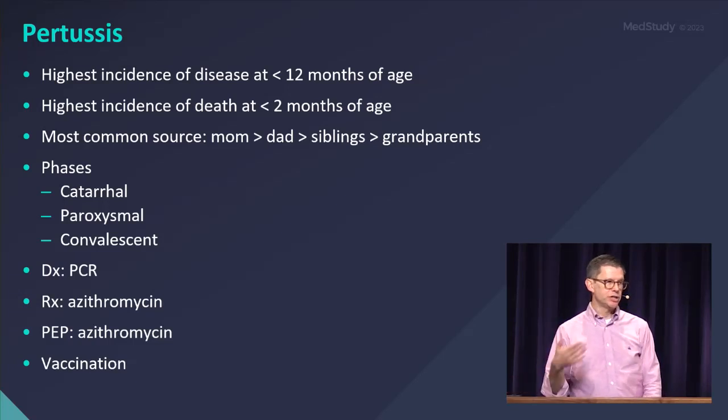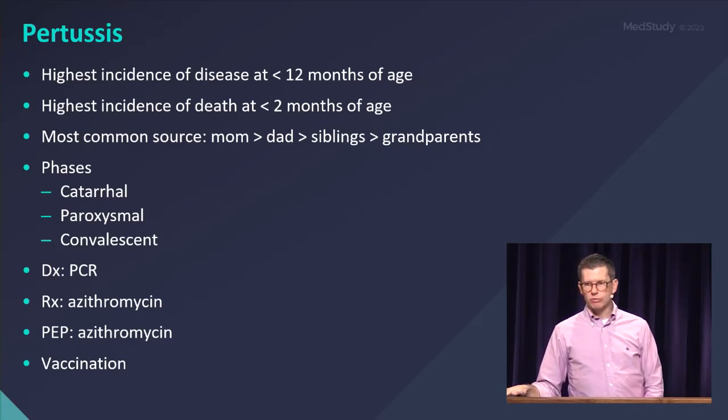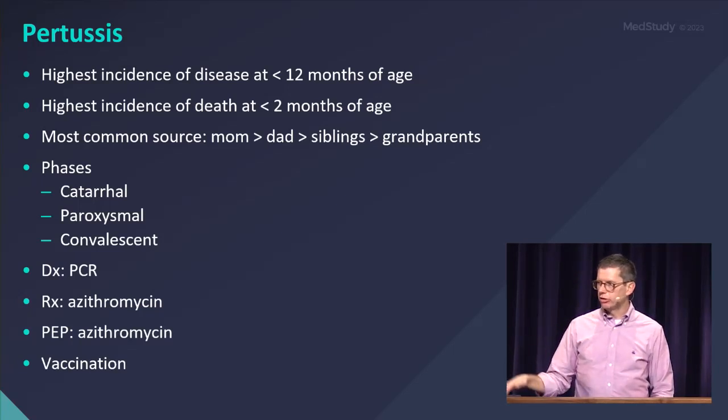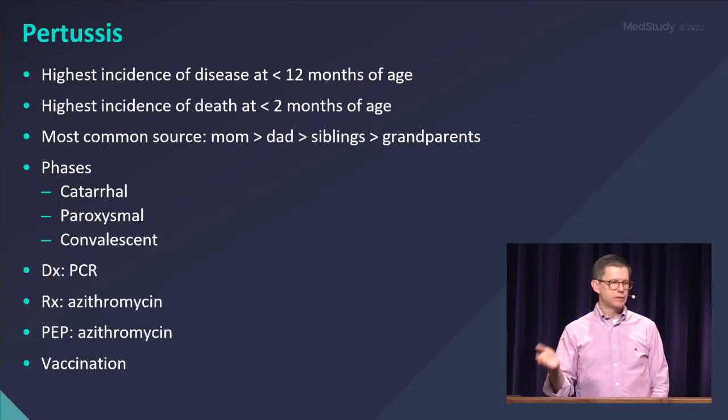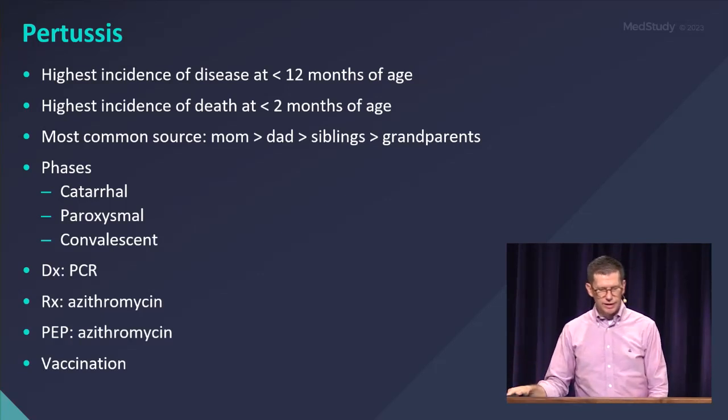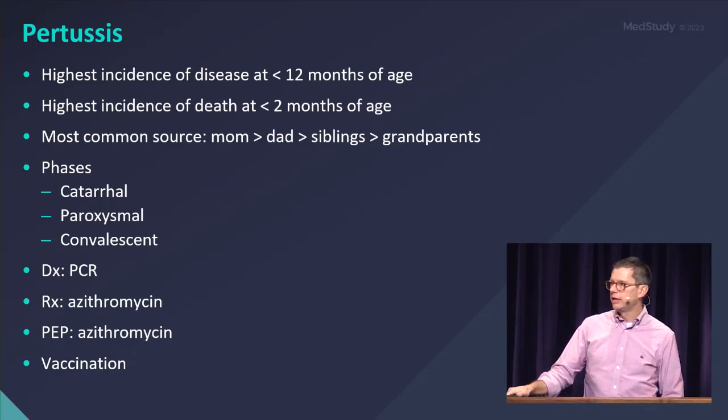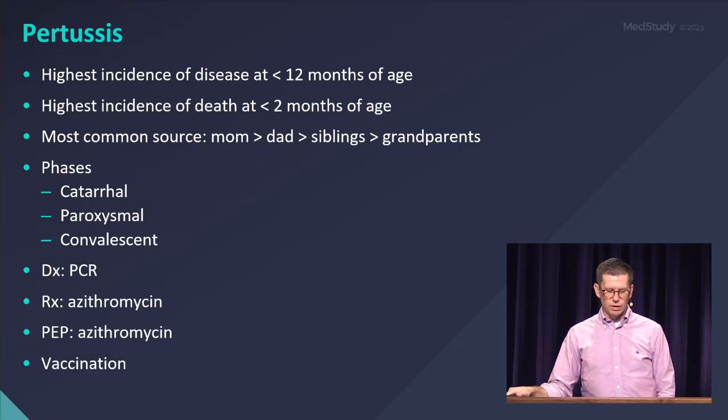Once you get to the paroxysmal phase, the coughing phase, treatment doesn't really change the course of your pertussis. The reason you still give these folks azithromycin in the paroxysmal phase is to prevent transmission to other folks. And then there's a convalescent phase. We typically diagnose this through PCR, and the treatment is azithromycin, and the post-exposure prophylaxis is the same, azithromycin. The main way to prevent this is through vaccination.